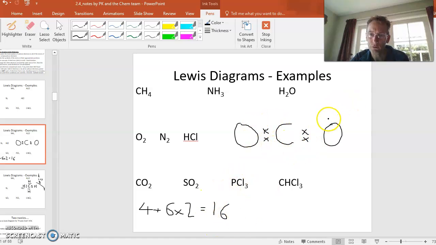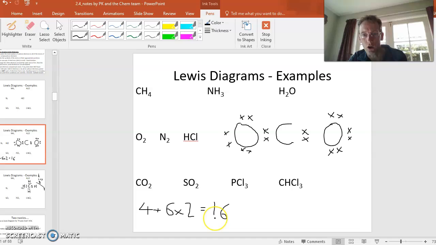So the next step was to go around the edge, around the outside atoms first. So here we go. We've already got 4. So I'm going to keep going up to 16. 5, 6, 7, 8, 9, 10, 11, 12, 13, 14, 15, 16.